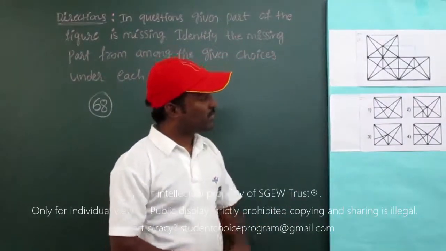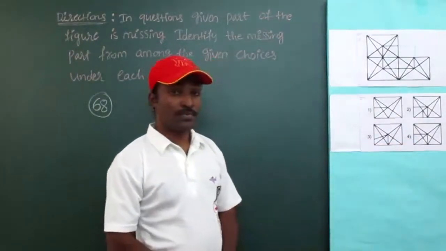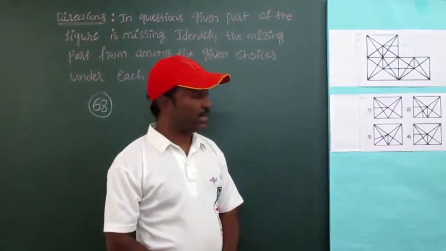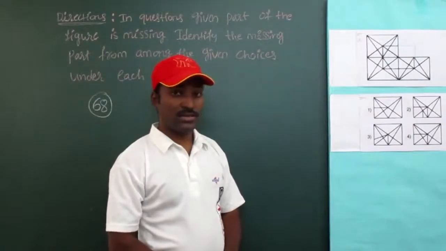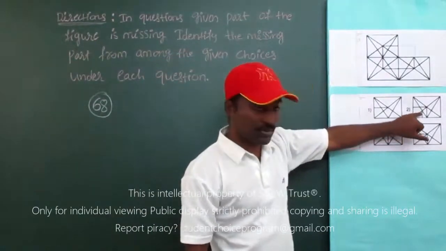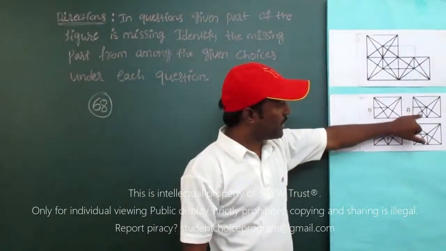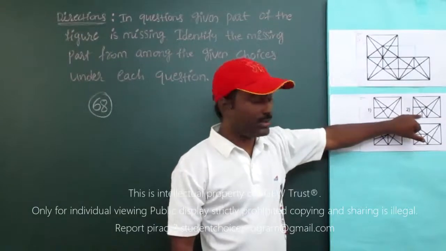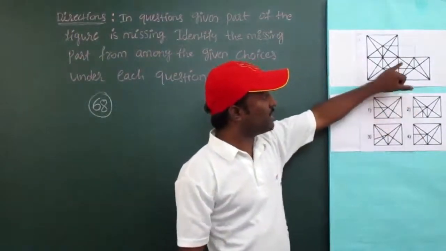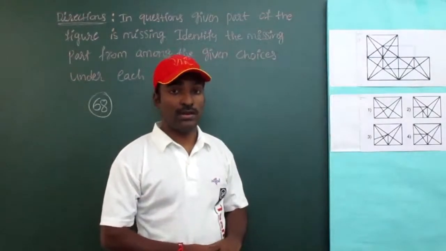If you observe the second and fourth options, you are going to get the idea that the second option has one extra line here. I think you can observe carefully. The extra line is present here. This extra line is not needed in the figure. Therefore, option 2 is also a wrong option.